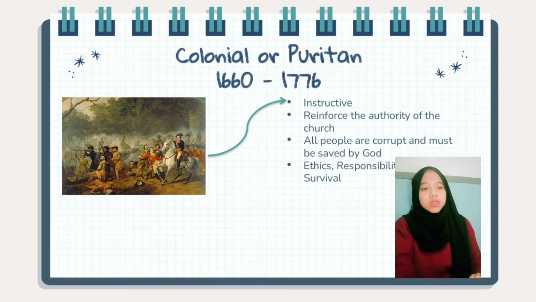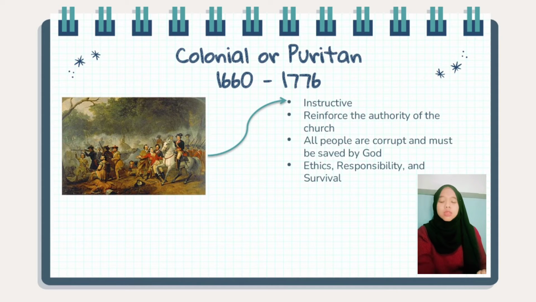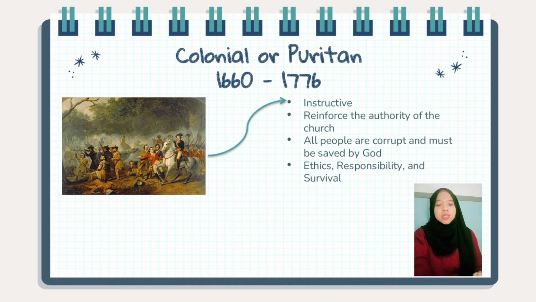Therefore these topics lead to themes that revolve around ethics, responsibilities, and survival. This makes sense during this literary period because people are living in dangerous wildernesses, trying to survive and maintain their religious conviction.